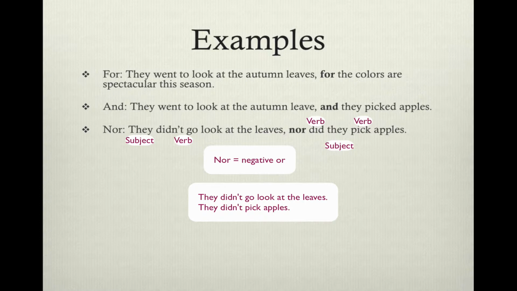Also notice that my subject and verb are switched in the second clause as well. I don't say, nor they did pick apples, I say, nor did they pick apples. So nor is a little special because we switch a couple things around in the second clause.